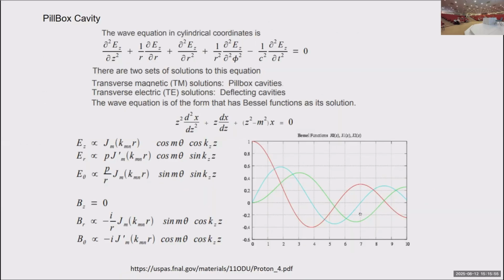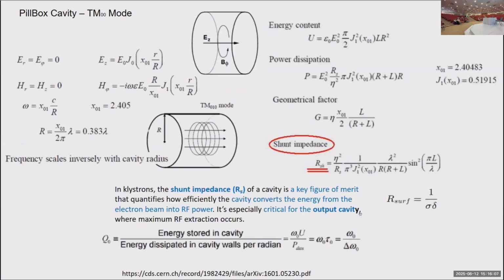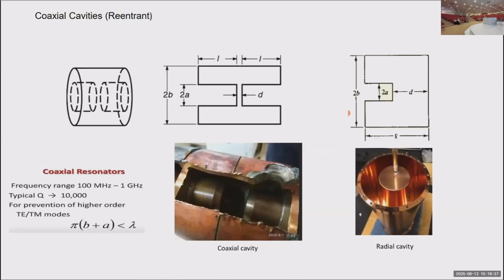You can check all this one. Another one. And that's the solution a little bit further. And at the end, you can find the energy and quality factor. What's quality factor? Quality factor is the stored energy over the energy dissipated in the cavity walls, related to input and output powers.